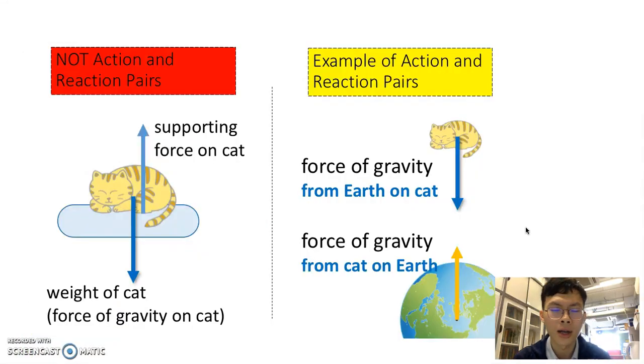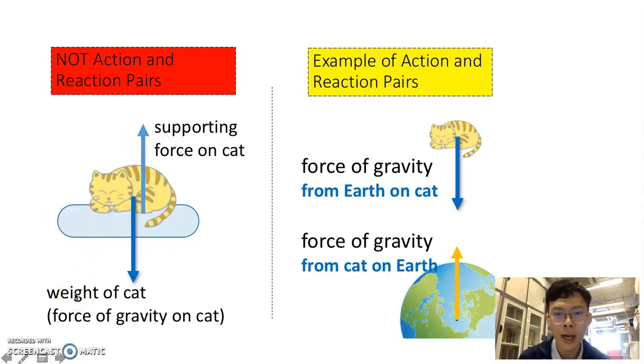And normally you'll be asked to distinguish whether two cases are action and reaction pairs. For example, we have a cat sleeping on a pad here. We have a supporting force, or what we call the normal force, acting on the cat, and also a weight acting on the cat in the downward direction. But this is not an action and reaction pair, because first, these two forces are both acting on the cat. And second, these two forces are different kinds of force. One is the normal force, and the other is the weight.